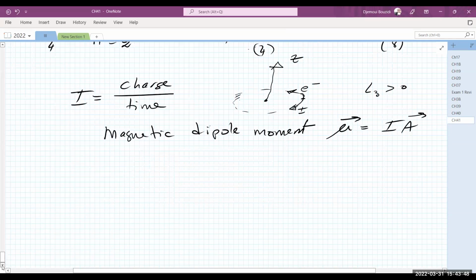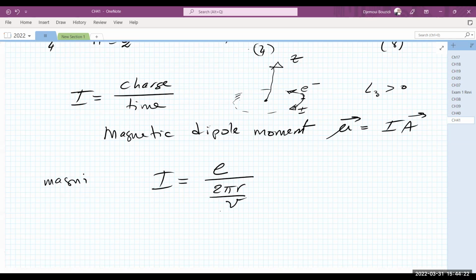So in this case, the current again, I'm going to take the magnitude only. I'm not caring right now about the sign. So it's going to be the charge divided by the time it takes for the charge to go once around the nucleus. And the time for it to go once around the nucleus is the circumference, which is 2 pi r, divided by the velocity. So whatever velocity it has, this is the value in there. So this is the time it takes to go once around the circle. By the way, the area in this case is just pi r squared.